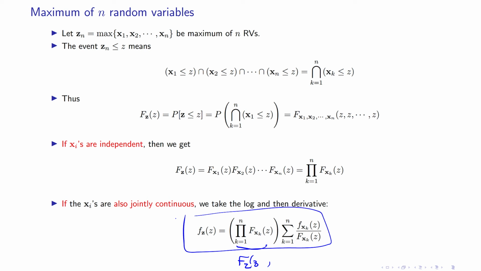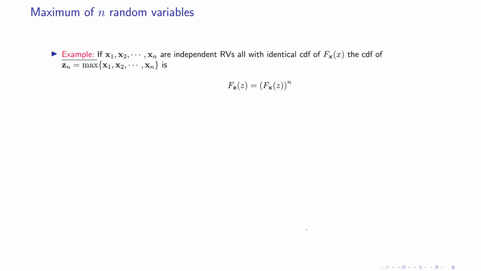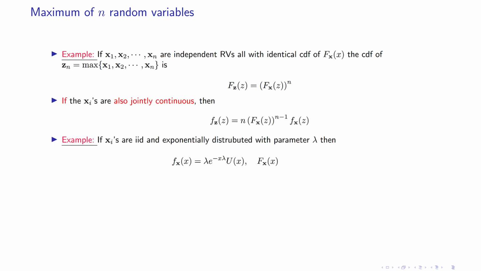Remember that if any of them is 0, you will have 0 divided by 0, so in those areas you need care. Now consider a maximum of n random variables. Suppose that they are all independent with identical CDF F x of x. In that case, you get these expressions. Now you can calculate the derivative of that, and then you get this distribution. For instance, in this example, if this F x of x is exponential, now you can replace it, and then you get this distribution.